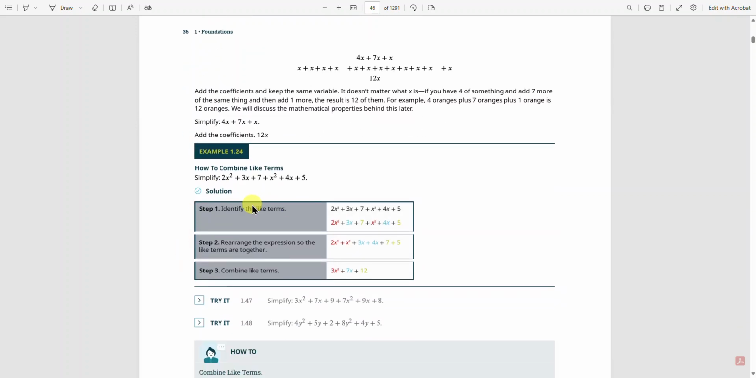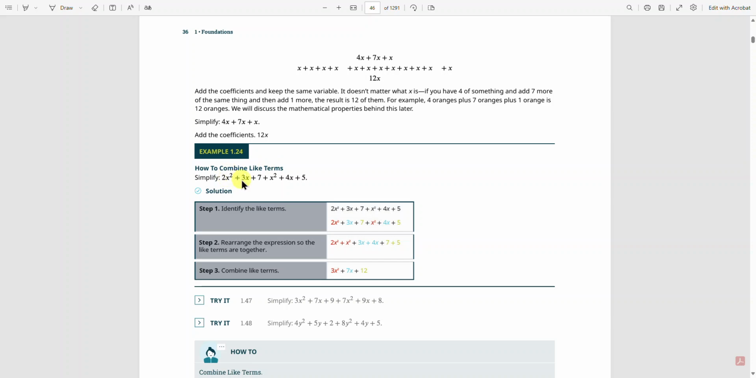So here in this example, we've got a little more complicated expression to look at. 2x squared plus 3x plus 7 plus x squared plus 4x plus 5. And we're asked to combine like terms. So the first thing we have to do when we're asked to combine like terms is to find the like terms. We've got to figure out if there even are any like terms in the expression. And then if there are, we want to identify them so we can combine them.